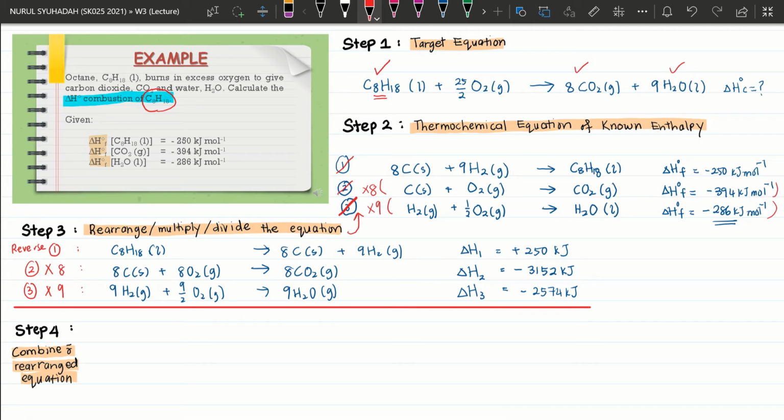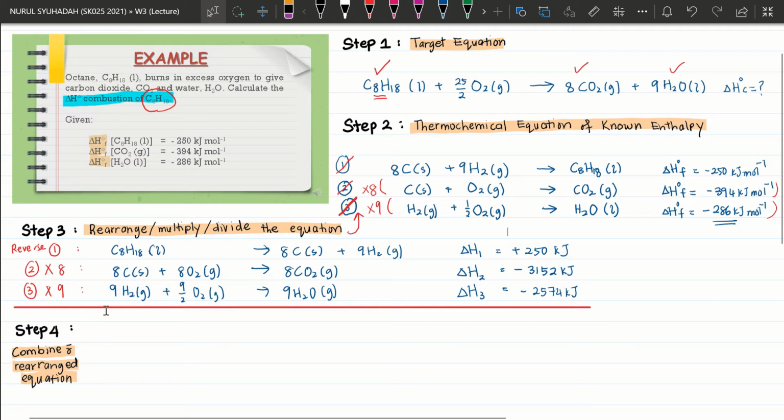So what does it mean here? The oxygen will be combined from all the 3 equations where we have oxygen. So for step 4, combine and rearrange the equation. We need to combine these 3 equations that we have changed in step 3 to get back our target equation. So you must get back your target equation. That's why I put one red line over here to show that I'm adding these 3 equations.